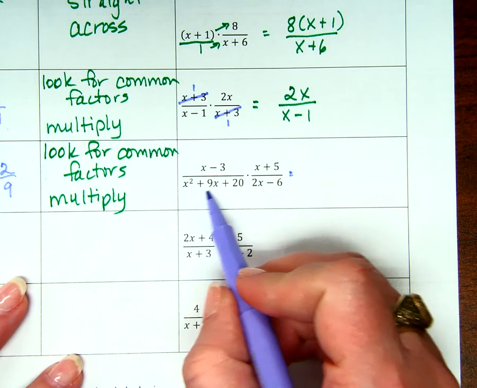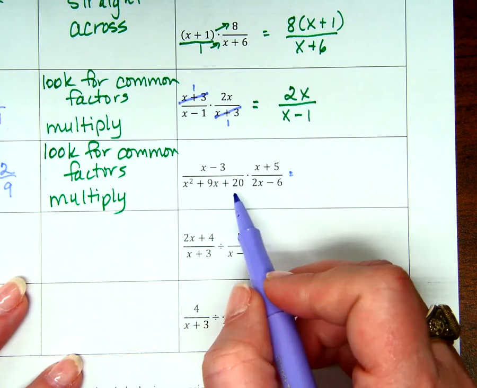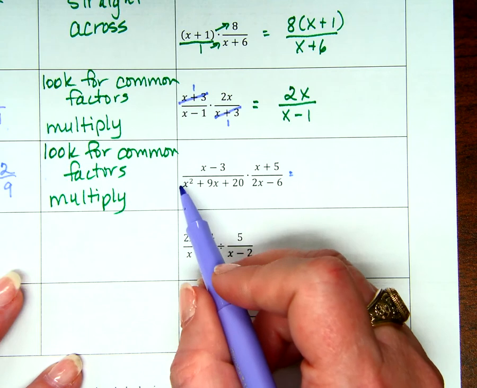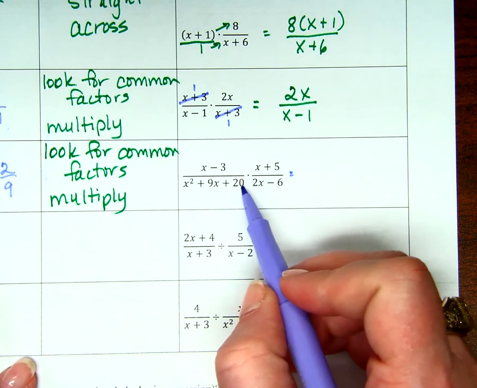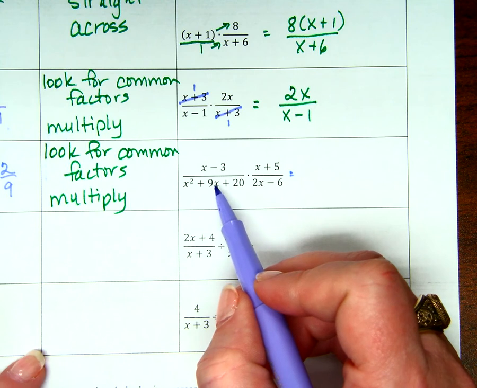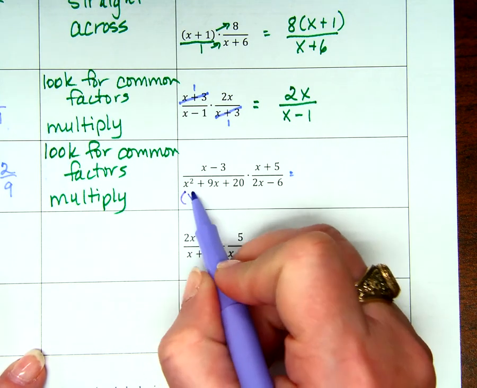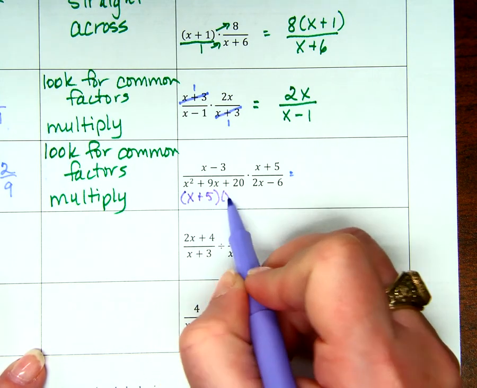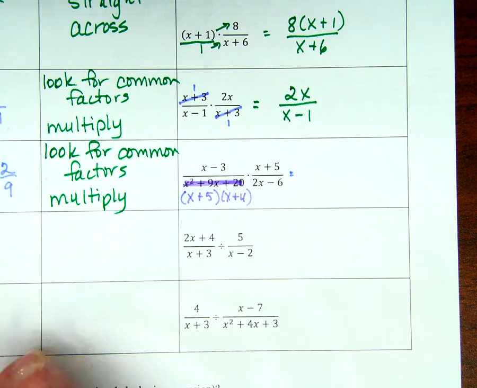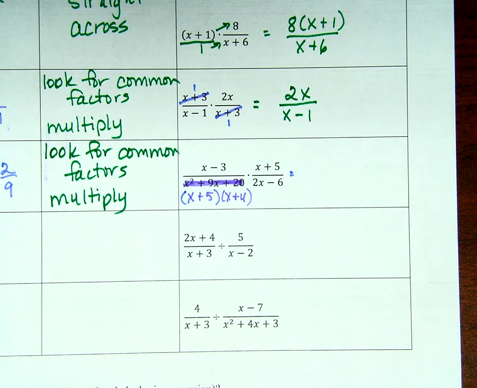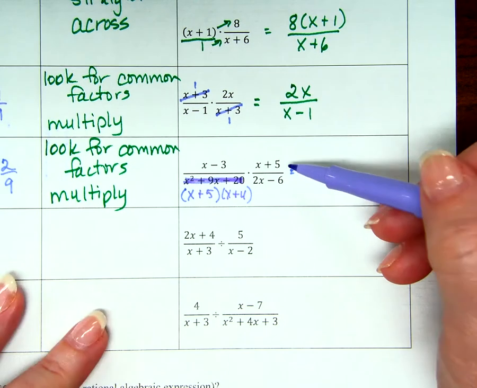For sure I can factor this one, right? The x squared plus 9x plus 20. Well, my leading coefficient is 1, so that's good because I can do my shortcut, right? What multiplies to be 20 and adds to be 9? 5 and 4. So what I get is x plus 5 and x plus 4 instead of that. It's not gone, it's just that I've simplified what was there. Does that make sense?